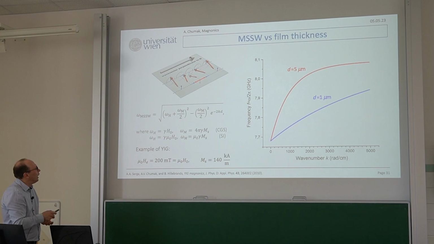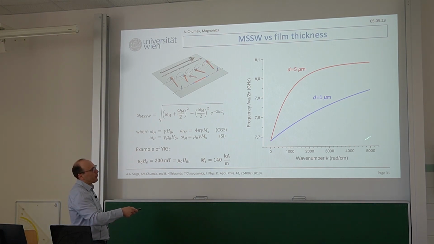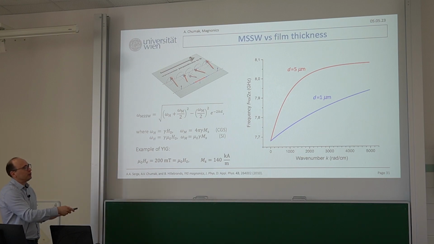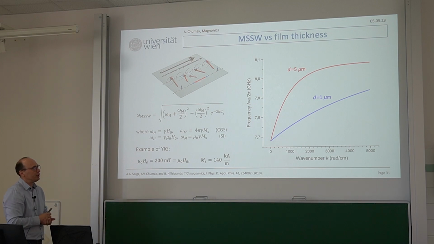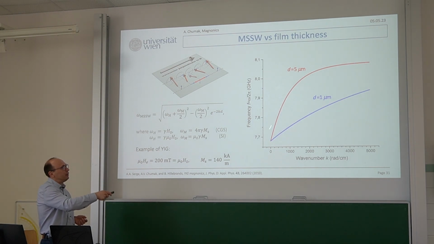Thickness. Here we have again the same dispersion, again Damon-Eshbach, but just two different thicknesses. But here I don't show it to the very large k. So principally the saturation level for dispersion will be the same, but it will happen somewhere far away. I zoom in on the beginning of the dispersion curve, and you see that the slope is larger for 5 micron and smaller for 1 micron.